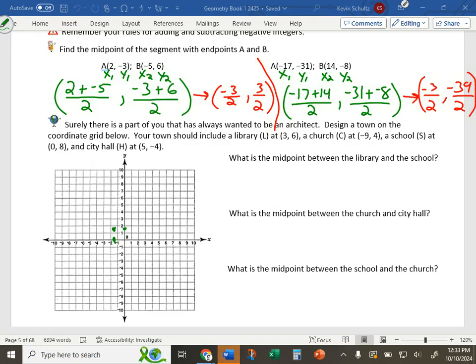Wait, so it's always going to be a half? Not always. If your numerator's even, then you would divide by 2 and get the actual number. Like if it was negative 40 divided by 2, you would get negative 20.